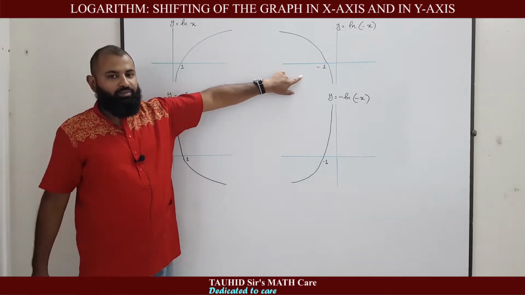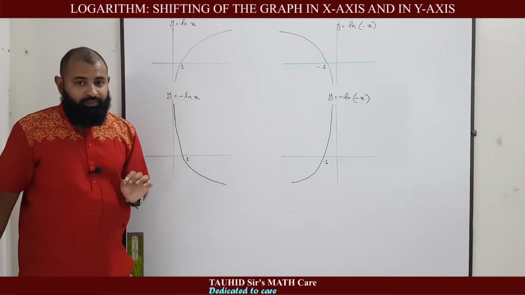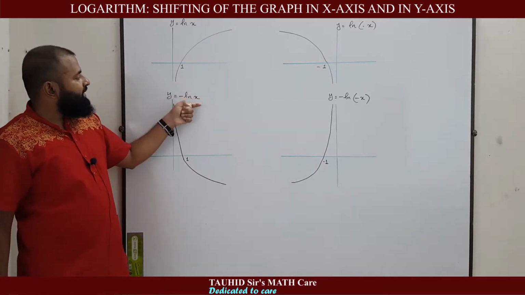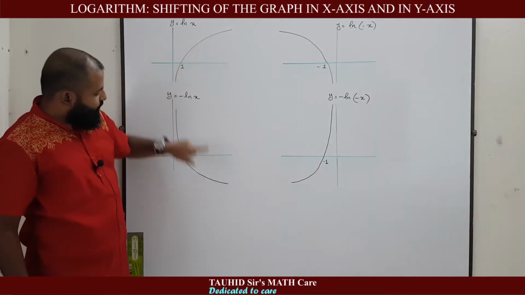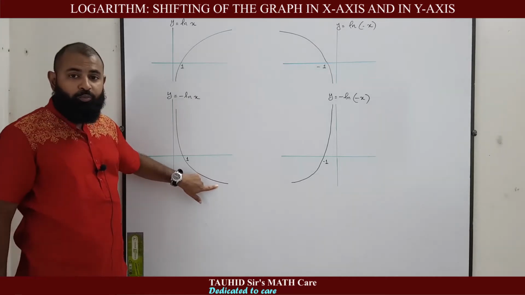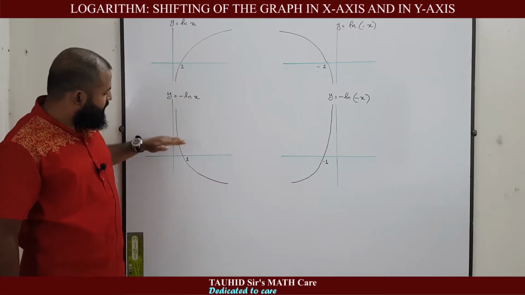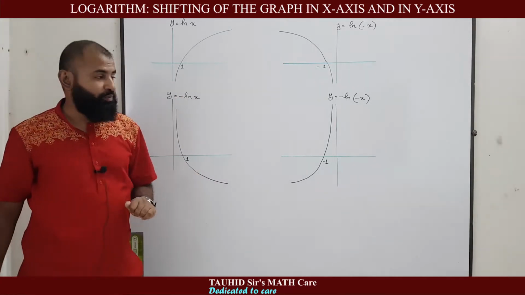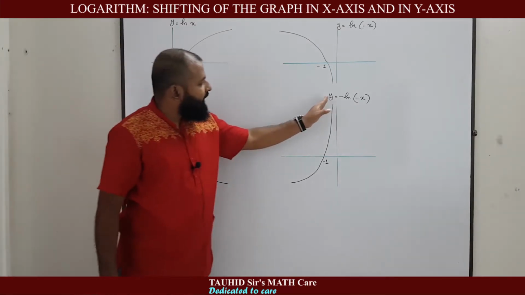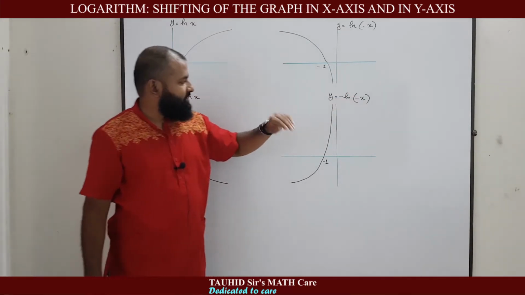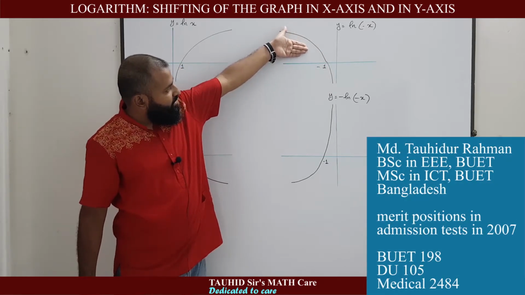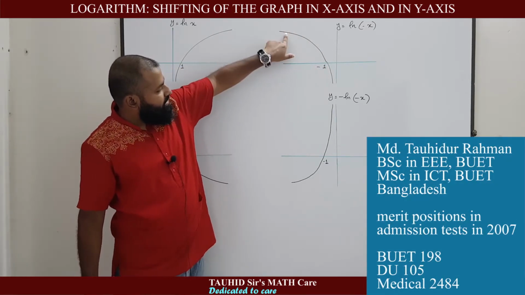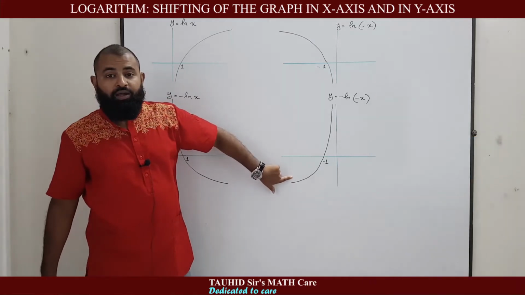See here, simply this. When we draw y equal to minus ln x, this will flip like this. This upper portion will come in the lower portion and this lower portion will come in the upper portion. And y equal to minus ln minus x, you can simply see here that this has been flipped in this way. This upper portion came in the lower portion.